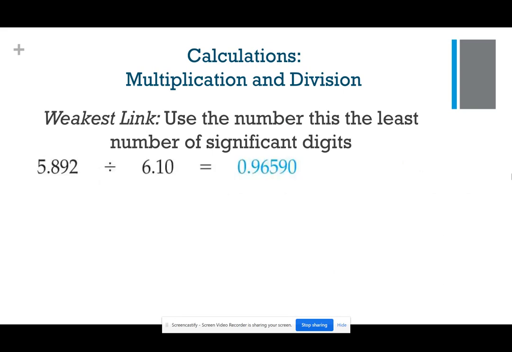Right, so here's another example. Why don't you guys go ahead and pause the video and see if you can decide what it is that we would report. So using the weakest link, I see that the first number has 4 significant figures. The second number has 3 significant figures. The blue number is the number that my calculator spit out. I'm limited by our weakest link. I'm limited to 3 sig figs. So I report 0.966. If you reported 0.965, that's fine. What I'm looking for here is that you reported 3 sig figs.